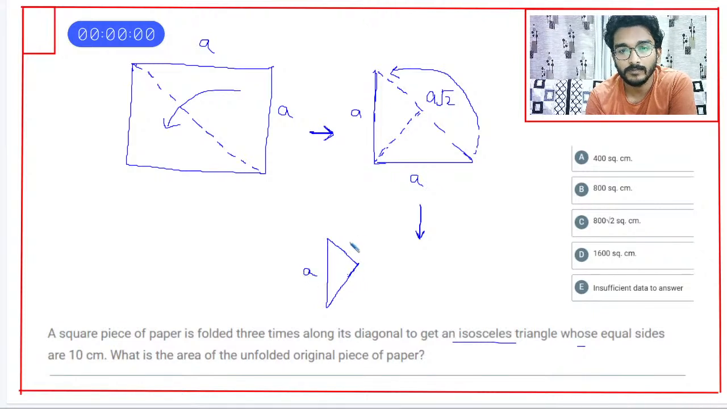Now this is the half of the complete diagonal. It is a by root 2. So that's our a by root 2, and that would be also a by root 2. We know this thing. I just find this thing by Pythagoras.